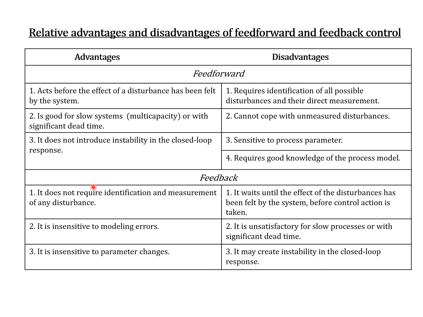And what is the advantage of the feedback? It does not require identification or measurement of disturbances. Feedback, the one we have seen before, is insensitive to modeling errors. It's not important about modeling errors for feedback. It's also insensitive to parameter changes. So this is an advantage. But the problem is it waits until the effect of the disturbance has been felt by the system. So that's the problem using the feedback control system. For control actions taken, it is unsatisfactory for slow processes or those with significant dead time, and it may create instability in the closed loop response.